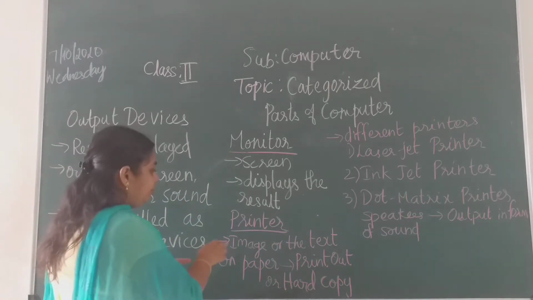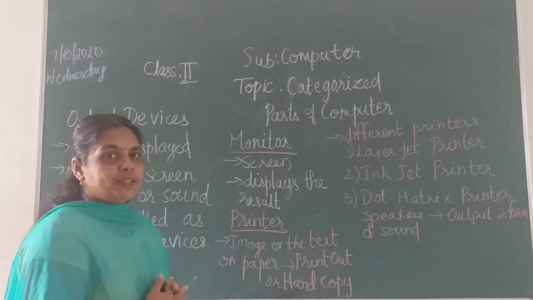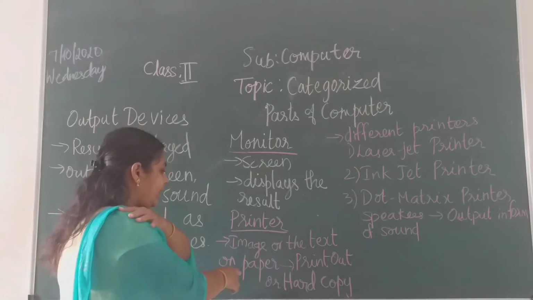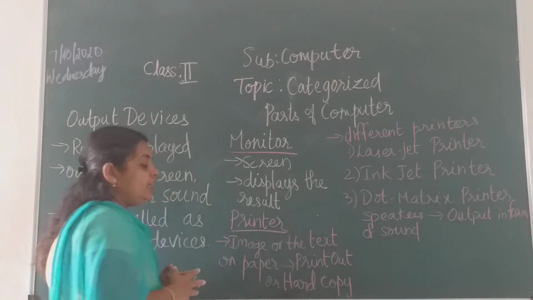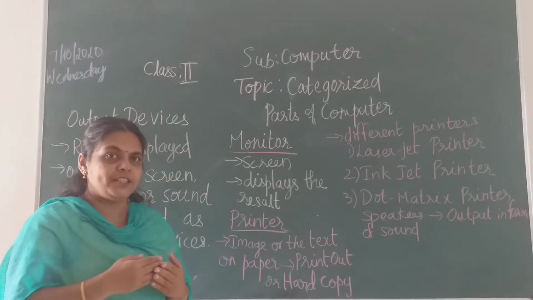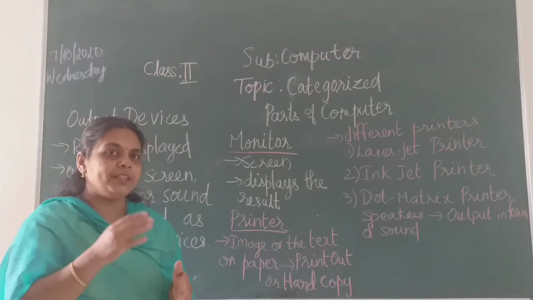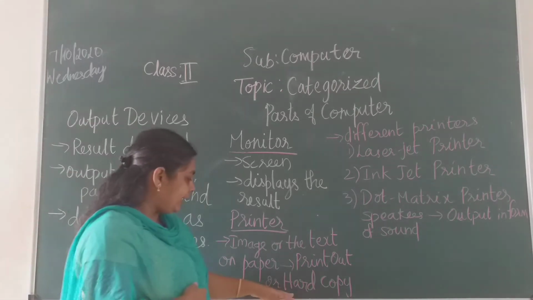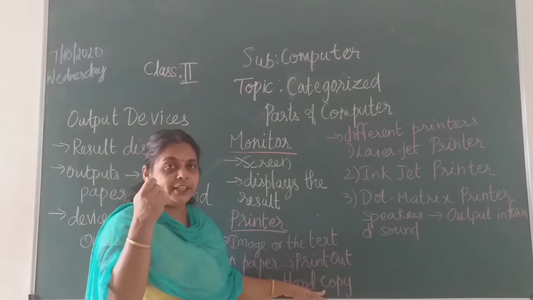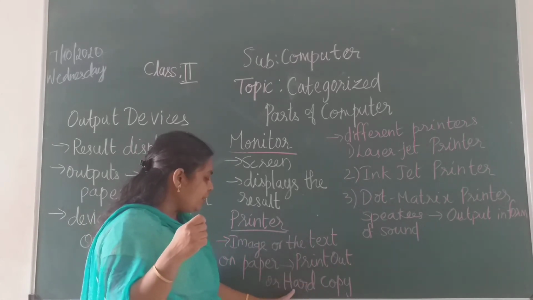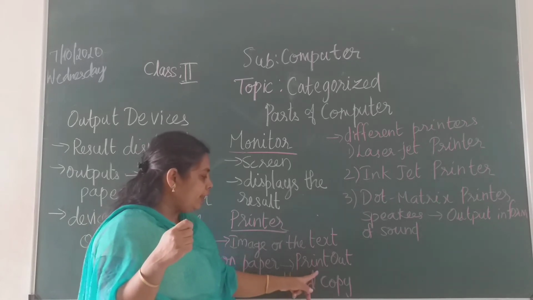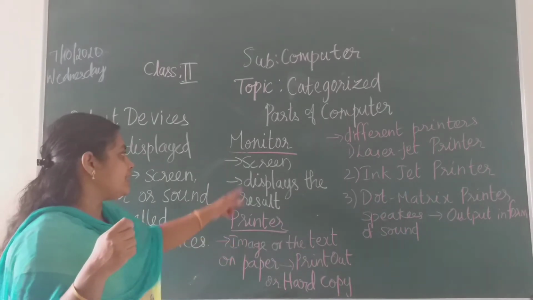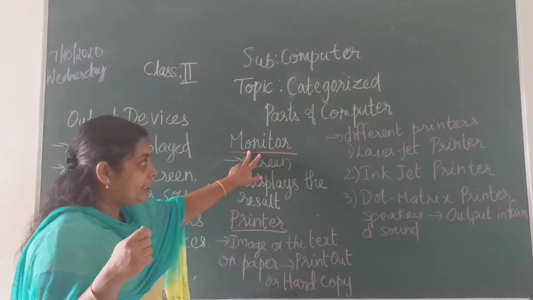The next is your printer. In shops you would have seen printers. In school also you could have observed printers. It gives the image or the text on paper. You can take the image or any letter being typed as a printout. Another name for the printout is hard copy, because you are taking it on paper. So it is called hard copy or printout. In this way, printer is an output device. Monitor is an output device.